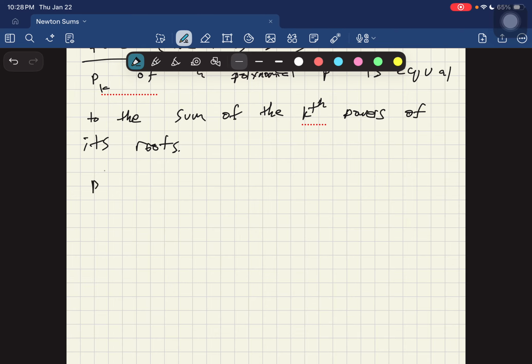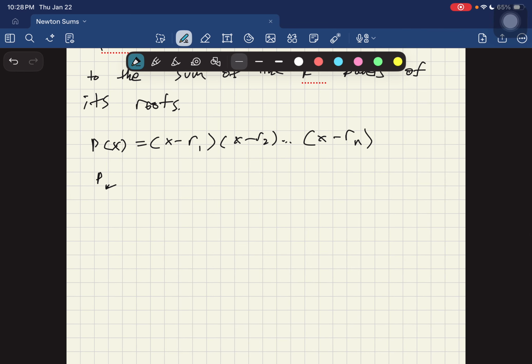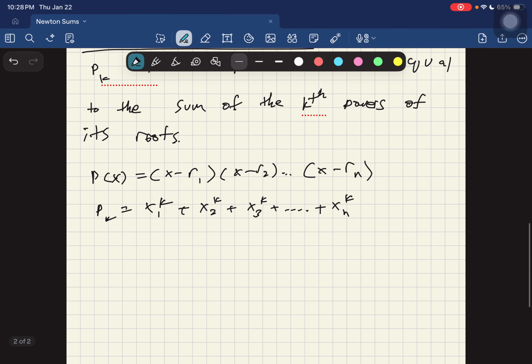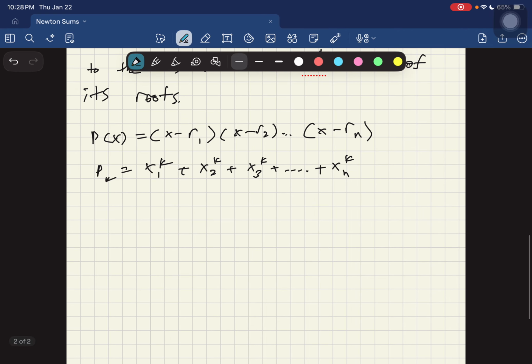So for example, let's say you have P of x, right? This polynomial is equal to x minus r1, x minus r2, and so on, x minus rn, right? Then pk is equal to x1 to the power of k plus x2 to the power of k plus x3 to the power of k, plus all the way to xn to the power of k. So that is the power sums. This is a really useful piece of information to know. This appears very often in math competitions where they could ask you to find some relationship between roots.